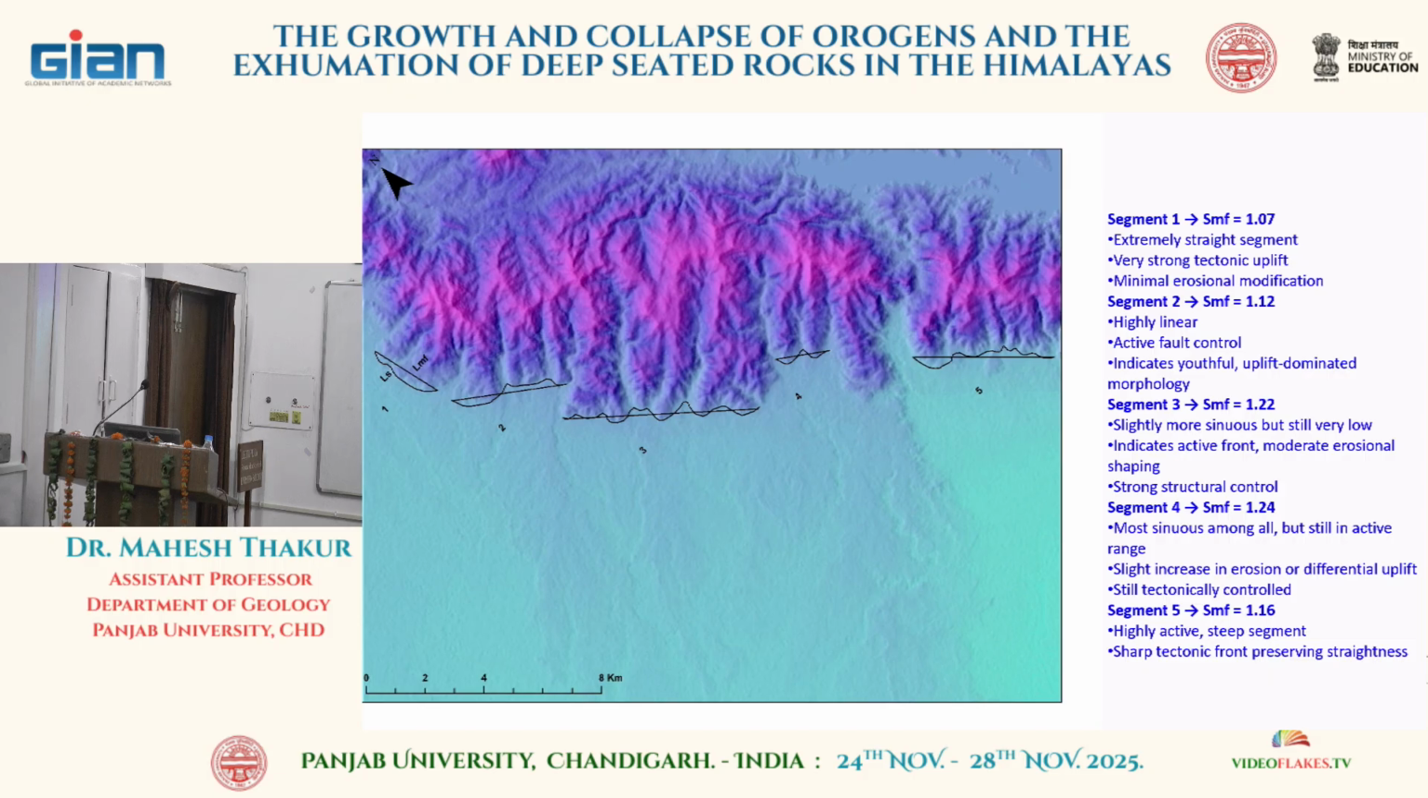pattern. So just by looking geomorphologically, or just by having a look at the mountain front, you can understand whether it's very active or not. You can use this parameter to understand the activity of the mountain front. Okay, so I think this is the map of Kordwar area. This example is taken from the Kordwar area.